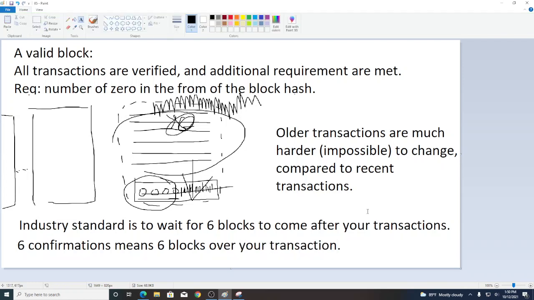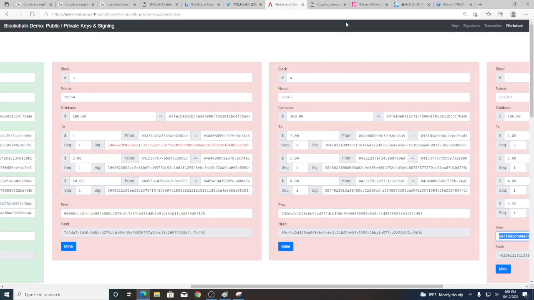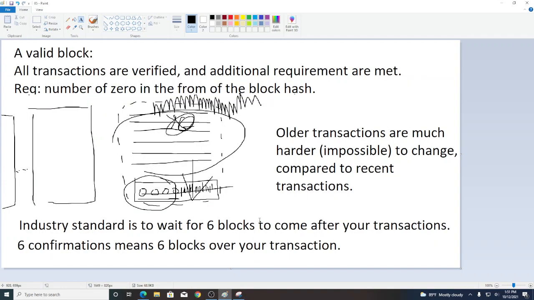Okay, so basically it's just a different way of saying the same thing. The number of confirmations of any transaction means how many blocks have already been written on top of that transaction. If there are more blocks on top of that transaction, it becomes more and more impossible to change anything about that transaction. Okay, so that's what we've learned now.